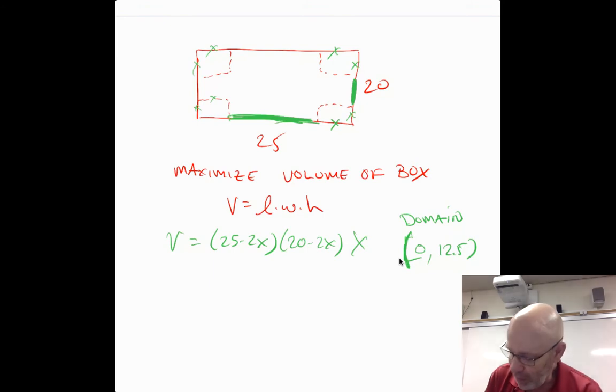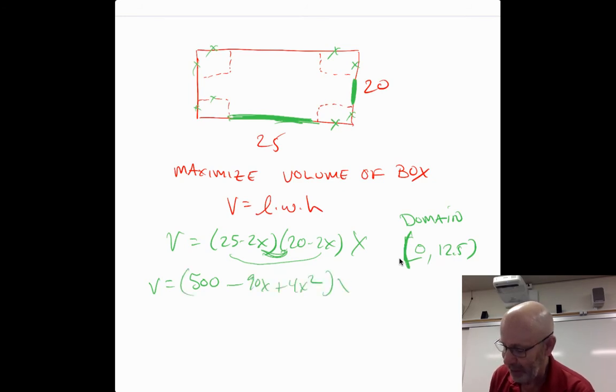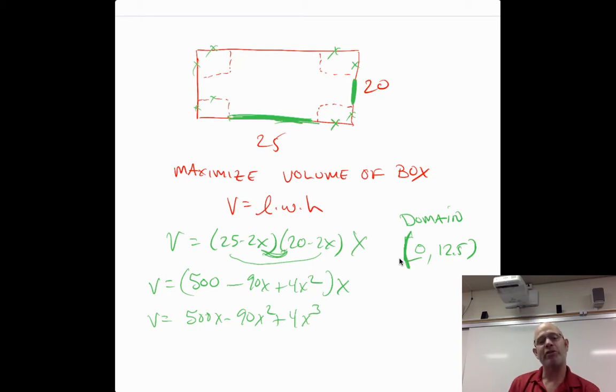All right, so I'm gonna multiply this out, make sure I don't make any multiplication mistakes here. So we're gonna go volume equals 500, and then I got a minus 40x and a minus 50x, 25 times, yeah, minus 40, minus 90x, plus 4x squared, and then times x. Volume equals 500x minus 90x squared plus 4x cubed. So there's my formula for it.